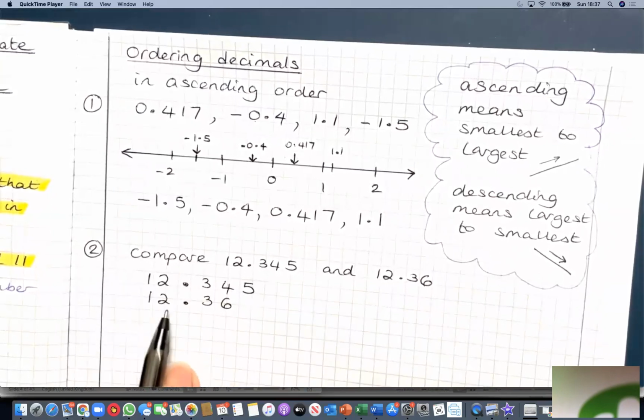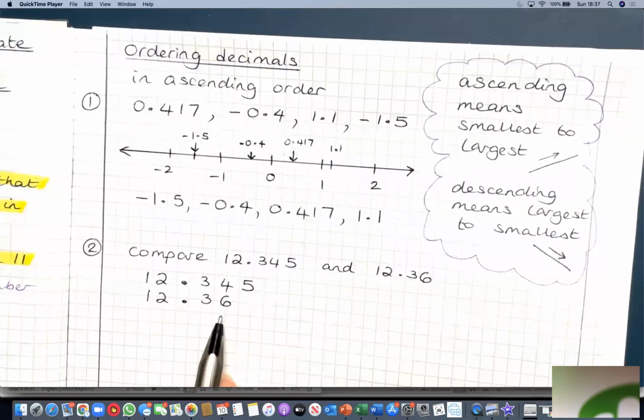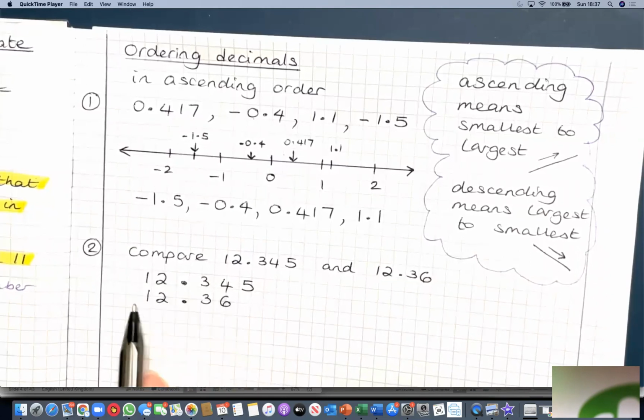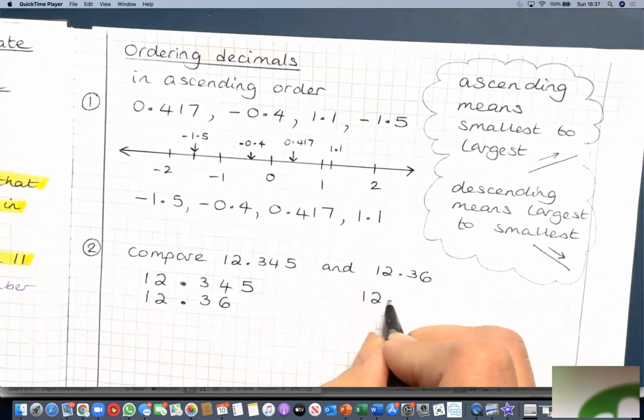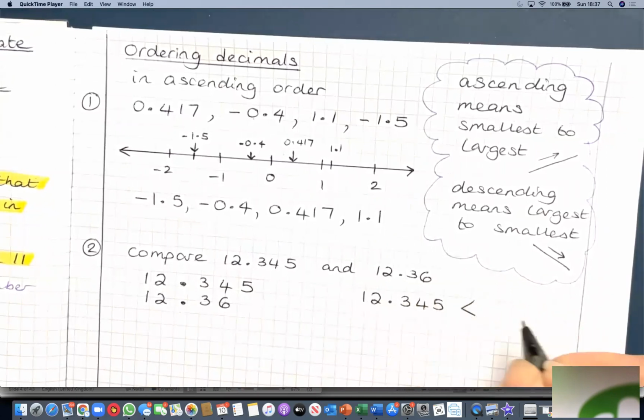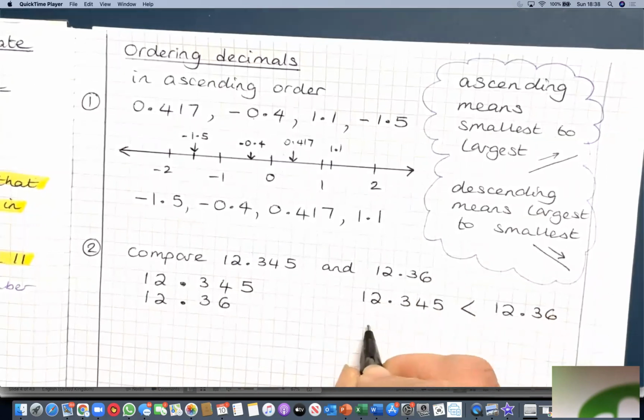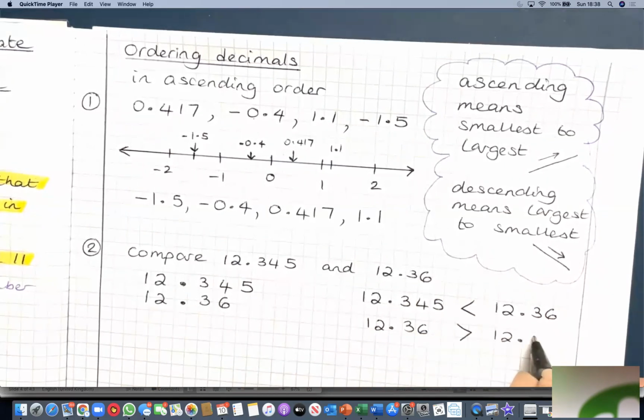I've got 12.36. And then again, we work from left to right, and we keep going until we see that in the 100ths column, 4 is less than 6. So that allows me to see that 12.345 is smaller than 12.36. So I can now write that as 12.345 is less than 12.36. And indeed, I could write it the other way around. I could say that 12.36 is greater than 12.345.